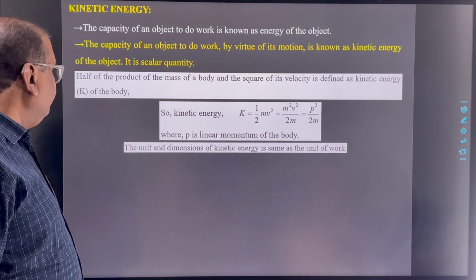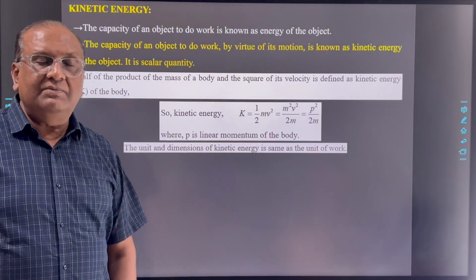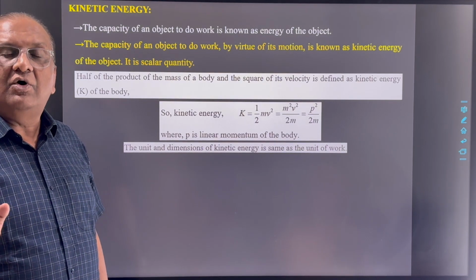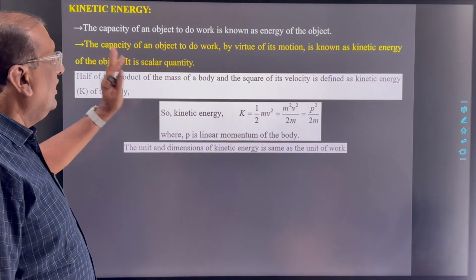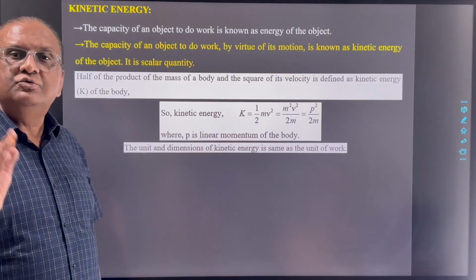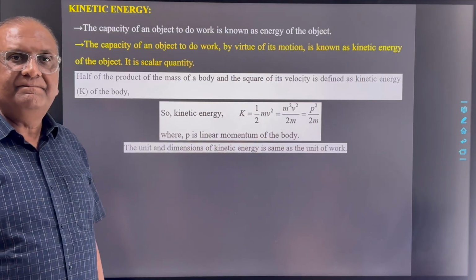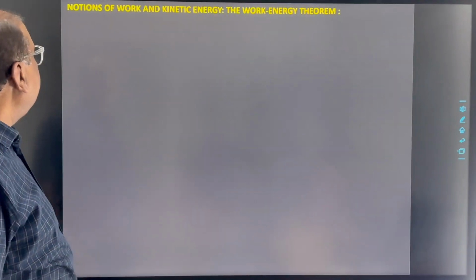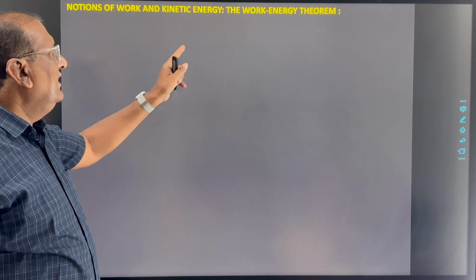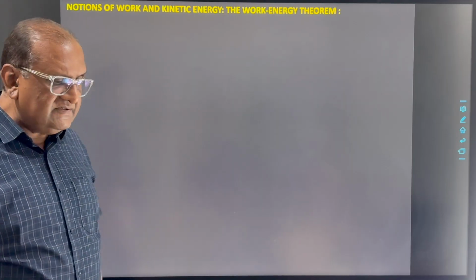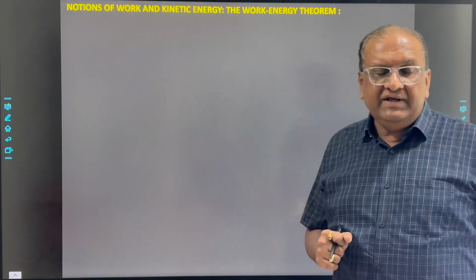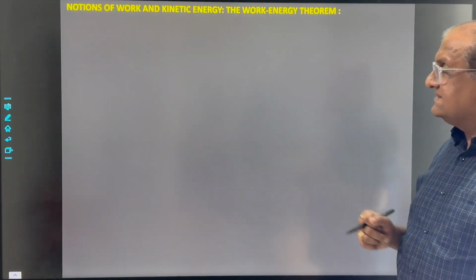Now, the unit and dimension of kinetic energy will obviously be equal to the unit and dimensions of work done, because after all, kinetic energy, or energy, is the capacity to do work. Clear? Now the next topic is the notions of work and kinetic energy, and the work energy theorem, which means how work and kinetic energy are associated with each other. Let's discuss this.